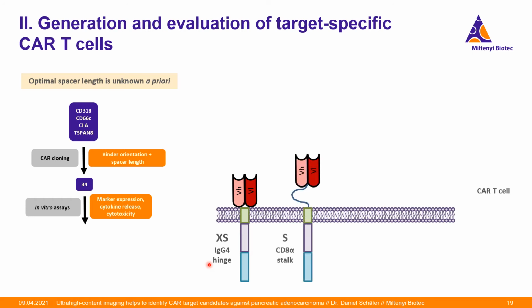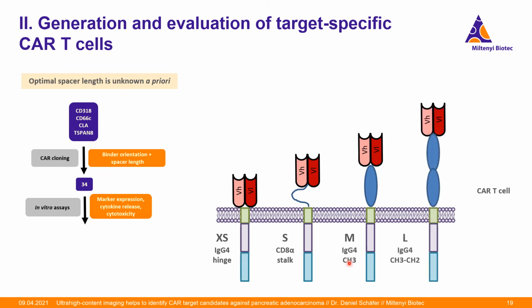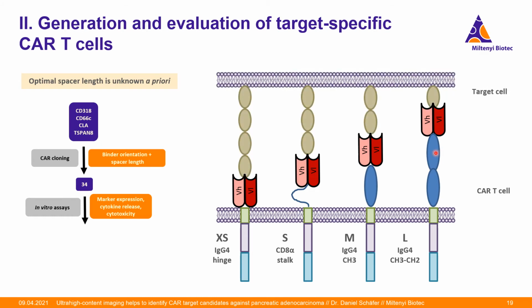We also have a slightly longer one derived from the CD8 alpha stalk. We have an M-sized spacer, which is derived from the CH3 domain of the IgG4, and a long spacer, which is derived from the CH3 and CH2 domains. And as I mentioned, we have to test this, as we do not know a priori where the binding site of our antigen-specific antibody is, and we do not know how long the target molecule is. It has been shown in the literature that you can fine-tune your CAR effectivity with the spacer length, so we wanted to find this out experimentally.